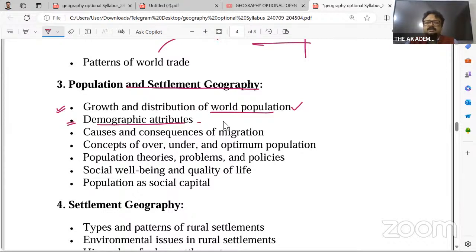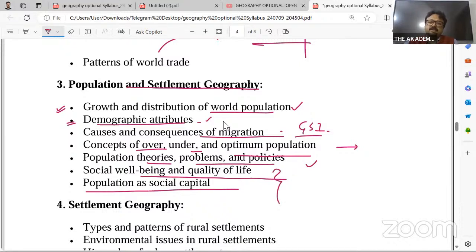Demographic attribute like age structure, sex ratio, literacy, these are also the part of your social issue. Causes and consequences of migration, need not to mention that where you will find this. Okay, try to find it in paper 1, GS paper 1. You'll find this migration over there. Concept of over, under, optimal population. What are the consequences of population? Population theories, population and policies, social well-being and quality of life, population and social capital. Sir, this is the part of your social issue. Please find it and cut all those topics in your GS.